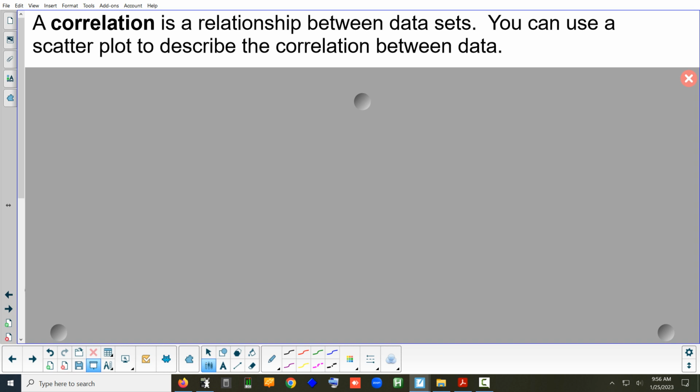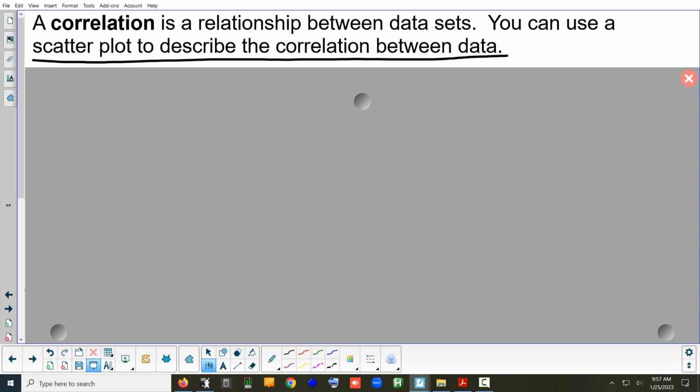So on the blank, it says a blank is a relationship between data sets. You want to fill in correlation. And then on the second line, it says you can use a, and you want to fill in what I just underlined. You can use a scatter plot to describe the correlation between the data. And the reason a scatter plot is helpful is because it's a picture.